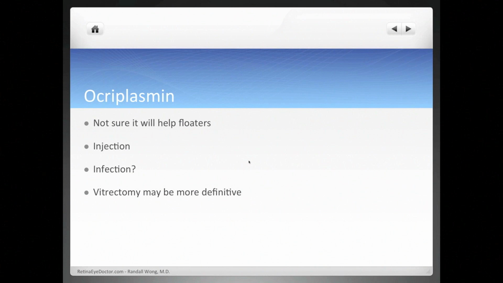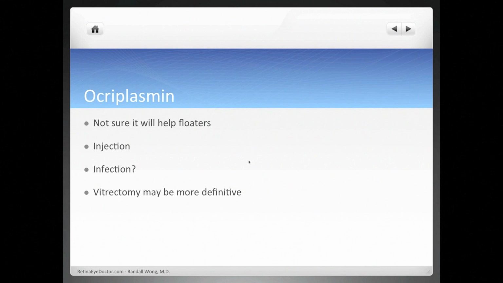For some reason, ocriplasmin is expected to cause a PVD, which may get rid of floaters. And causing a PVD in patients that are already suffering from floaters, in my mind, is either going to make the floaters worse, but certainly there's no guarantee that they're going to get rid of them. If you look at the data about ocriplasmin, a PVD is caused less than 50% of the time.